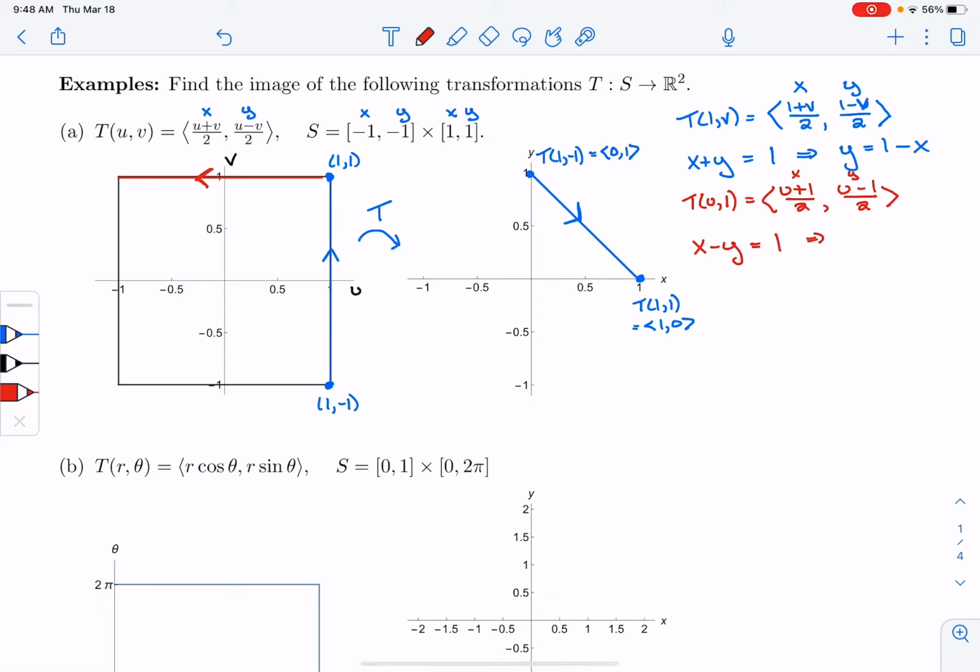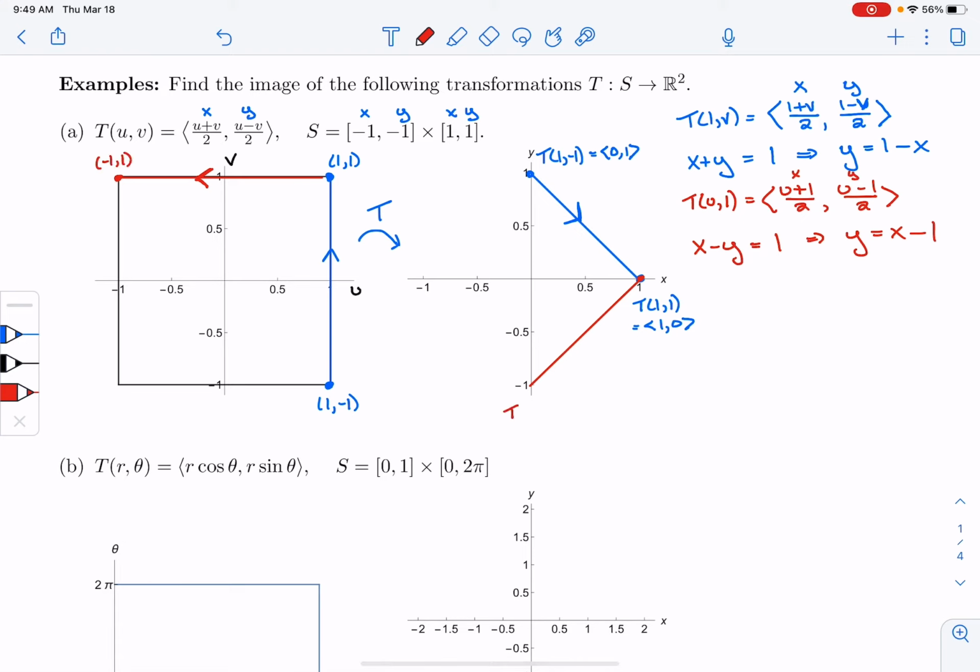And so here I'm going to have that y is going to be x minus 1. So I can take the line segment where v equals 1, and that ends up being the line segment where y equals x minus 1. Now we already know that 1, 1 starts at this point here. So I just need to figure out what is the image of this point here. This is negative 1, 1.